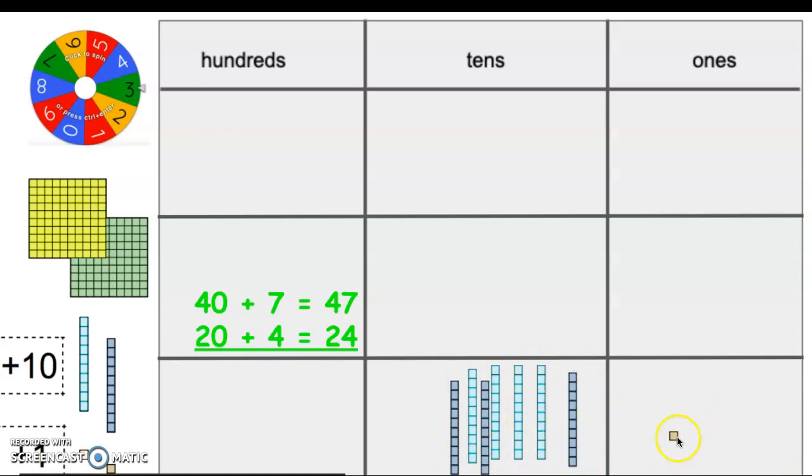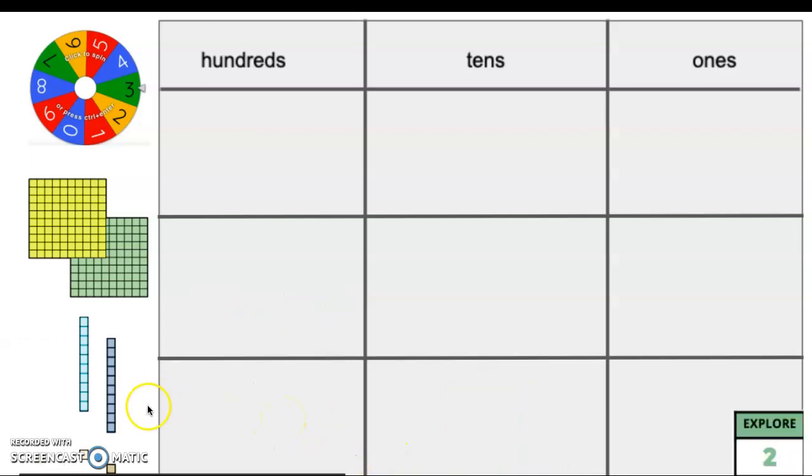So if I have 7 rods and 1 unit block, how much is that? 71. So let's review. 60 plus 11 is the same as saying 60 plus 10 plus 1. And then I add the 10, 60 plus 10 is 70, and then I add the plus 1, and that equals 71. So now it's going to be your turn. You're going to go to Seesaw and open the activity called adding tens and ones, and you're going to create your own two-digit number by spinning the spinner twice. First time you're going to put the tens, second time you're going to put the ones.